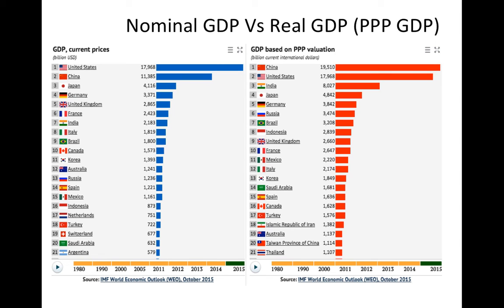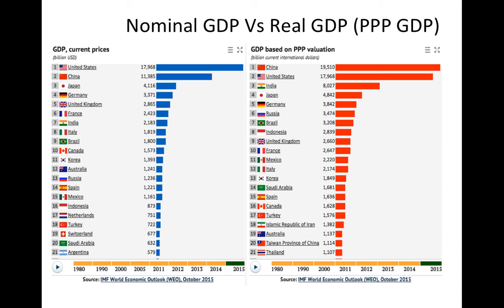See this. This data is extracted from the IMF World Economic Outlook, which shows the GDPs of the nations. On the left side you see GDP at current prices, where the United States stands in first position and China in second position. Whereas on the right side, you see China is in first position, whereas the United States is in second position.